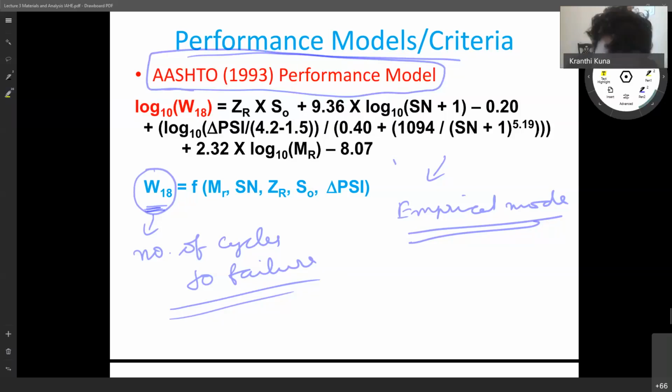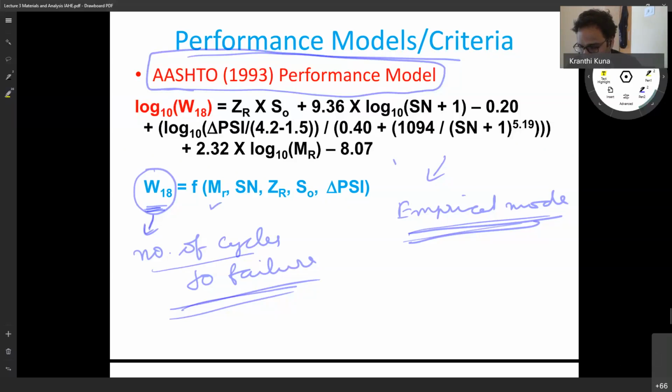So this is a similar model, although we said there will be different types of models, similar to what we have in IRC 37, which is the number of cycles to failure. But as I said, this is an empirical model because there is no mechanistic parameter within it. As you can see, there we have a resilient modulus. But for us, we have two different performance criteria or performance models, one for rutting, one for cracking. So we have to design the pavement for resistance against both distresses.